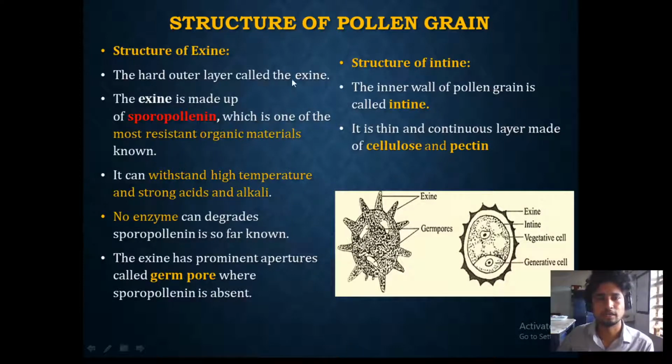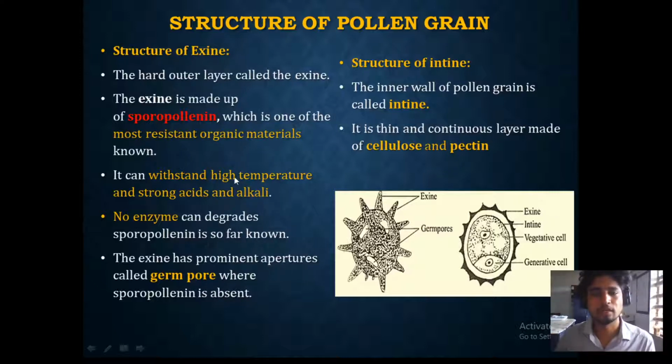The hard outer layer is called the exine, and this exine is made up of sporopollenin. Very important to note that it is made up of sporopollenin, a very special substance that gives invincible strength to the pollen grain. Sporopollenin is the most resistant organic material known so far, because it can withstand high temperature, strong acids and also alkali bases. So it can withstand any extreme condition, like extreme temperature, extreme acidity, or extreme basic conditions.